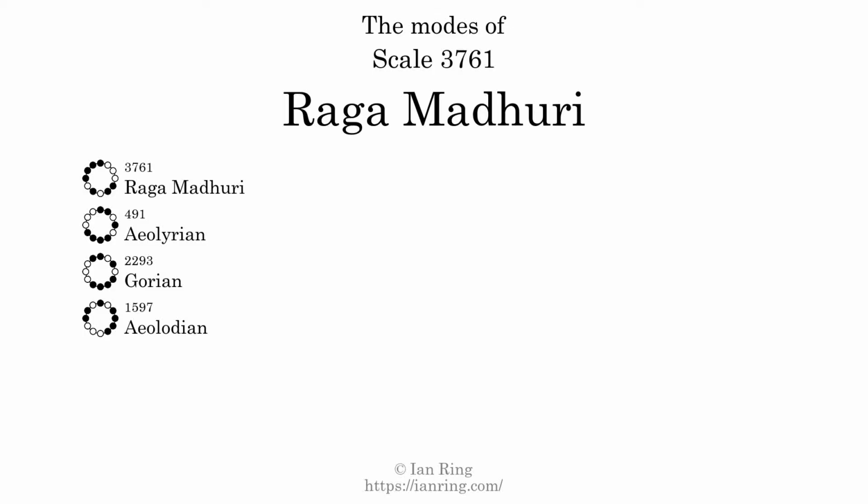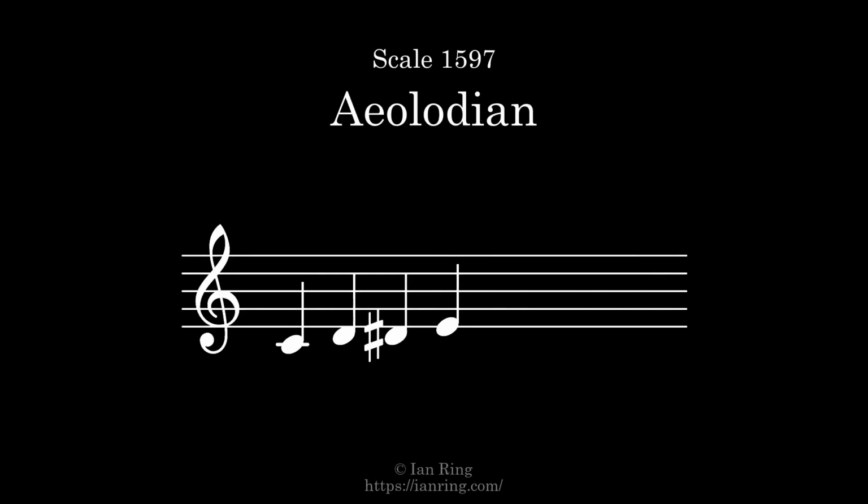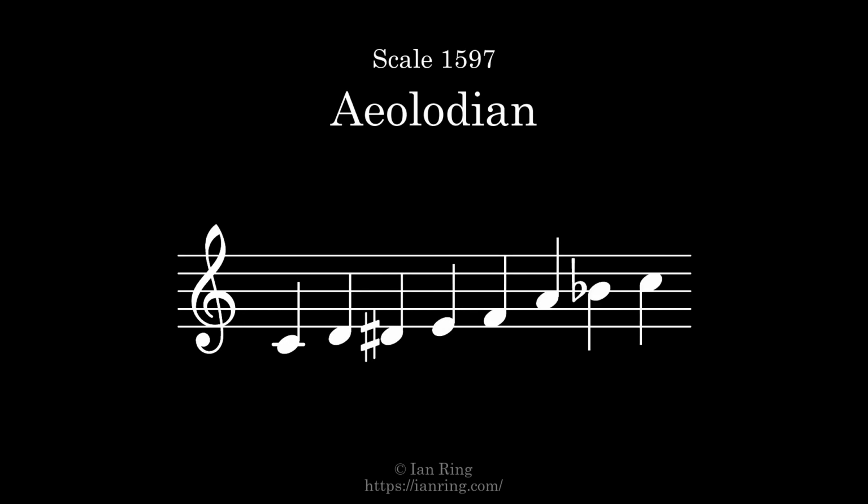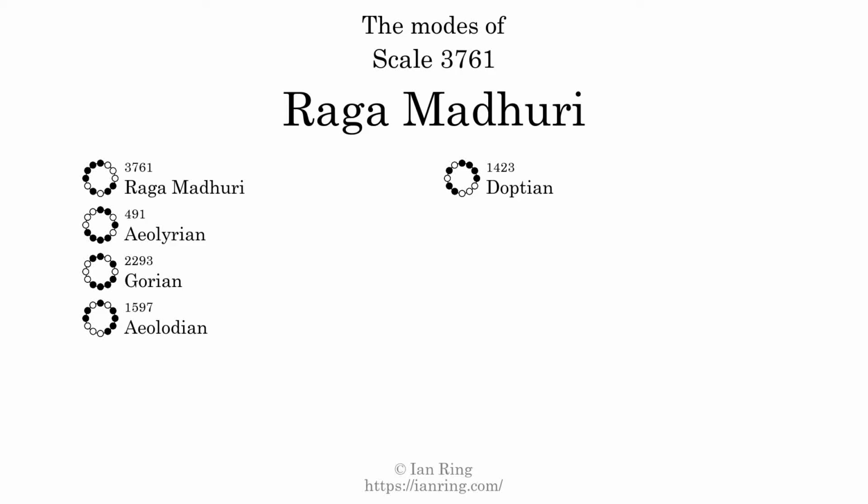The fourth mode is scale 1597, also known as Eulodian. It sounds like this. The fifth mode is scale 1423, also known as Dobson. It sounds like this.